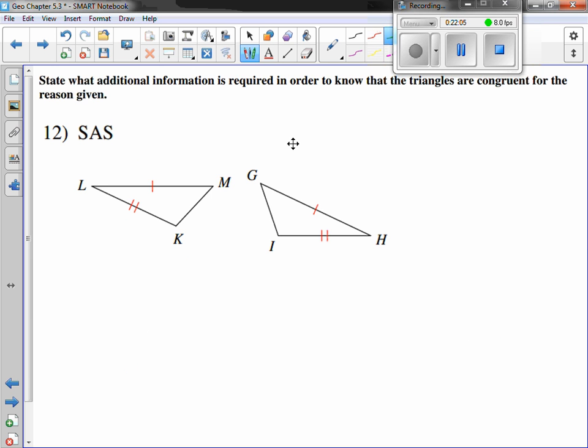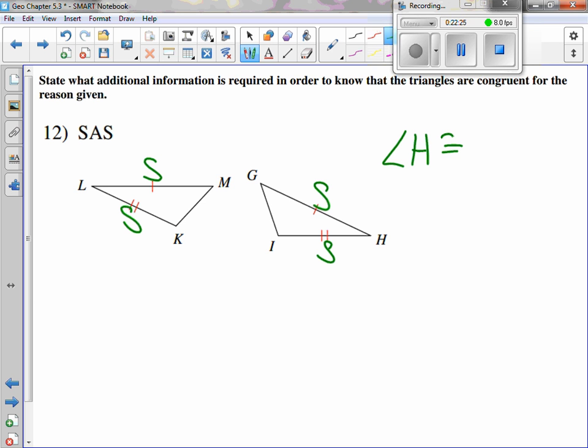Okay, so what additional information do we need for these two triangles to be congruent? Let's see here. I have, these sides are congruent, yes? I have, these sides are congruent. So what would I need? Yes, I would need an angle. Specifically, angle H is congruent to angle L.